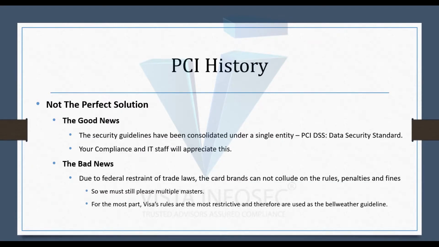So PCI history, of course, it's not the perfect solution. The security guidelines have come under this, and your compliance and IT staff will appreciate this, of course. But due to federal constraints on trade laws, the card brands cannot come together for rules and penalties. So you must still please multiple masters. In case there is a breach, everyone will come at you separately. Visa will come separately with its own breach guidelines, penalties, and forensics. MasterCard will come separately. Amex will come separately. So that cannot be consolidated.